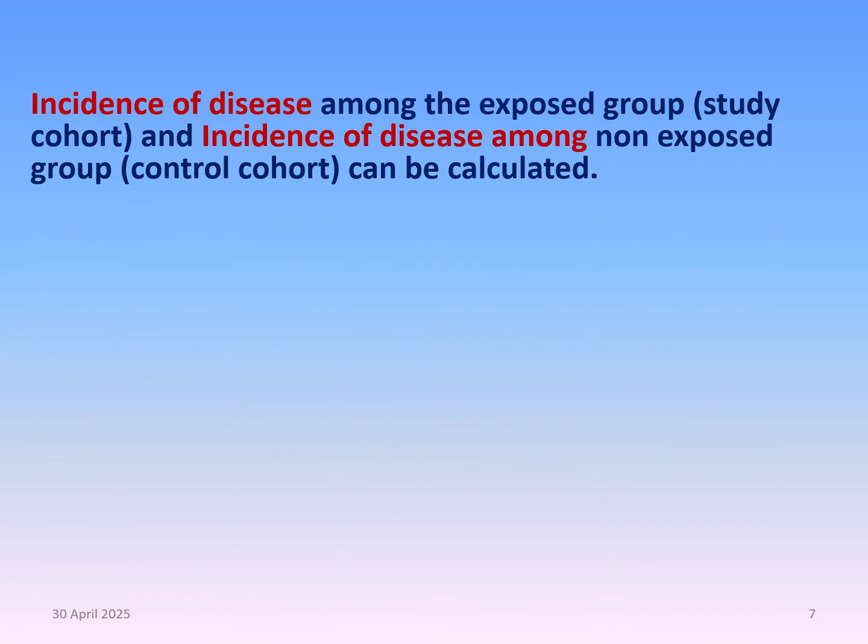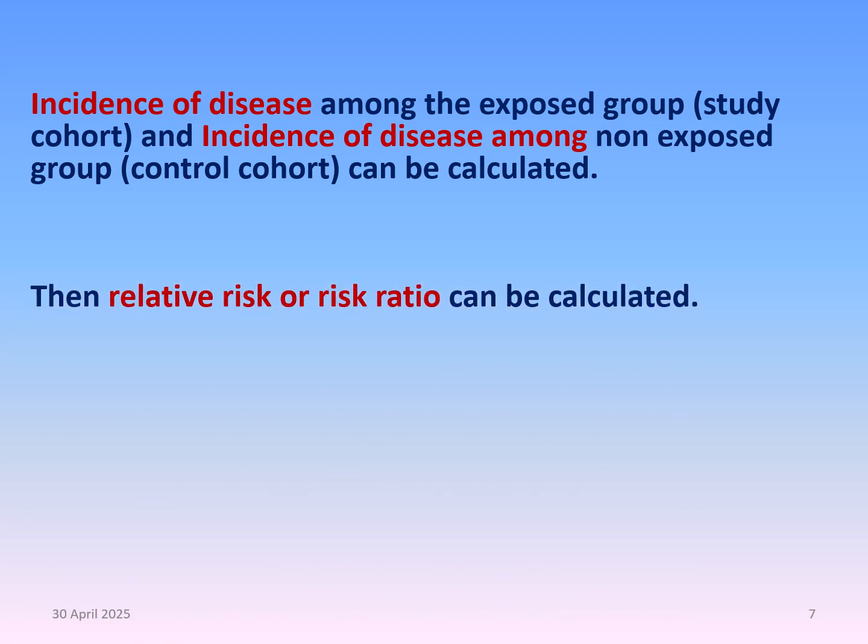Incidence of disease among the exposed group or study cohort and the incidence of disease among the non-exposed group or control cohort can be calculated. Then relative risk or risk ratio is calculated. That's the main calculation in cohort study. Attributable risk can also be calculated. How much of the outcome can be attributed to the exposure?